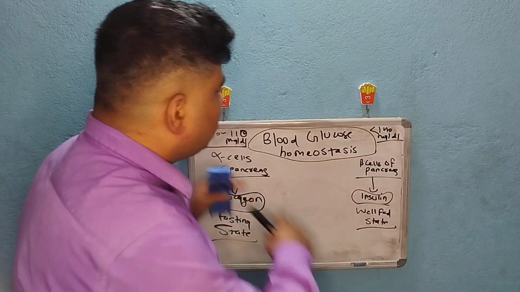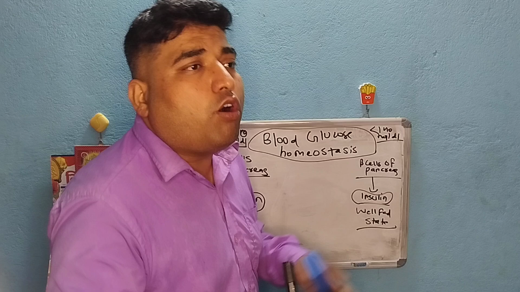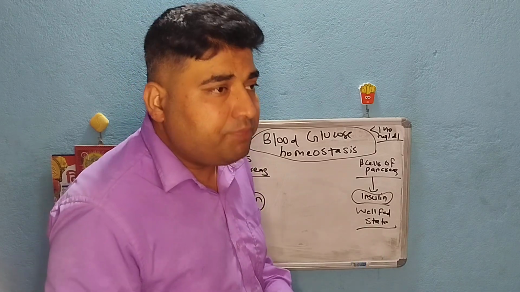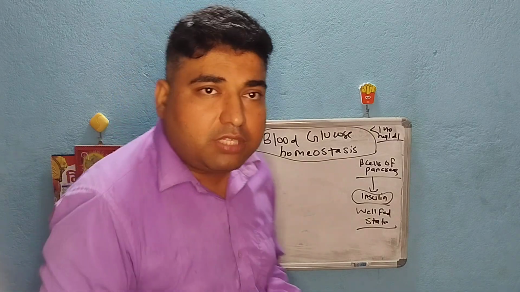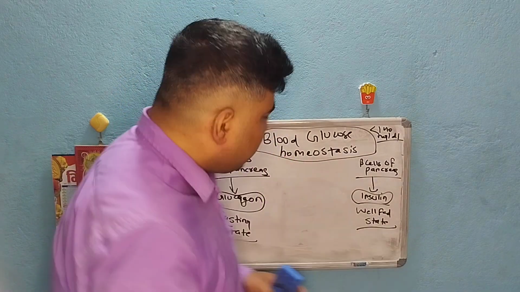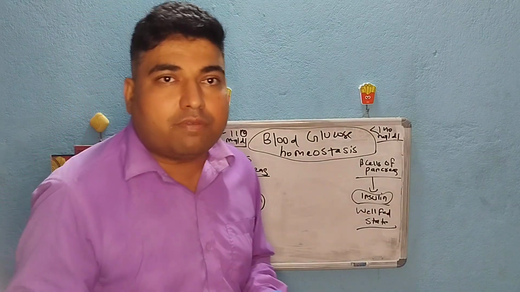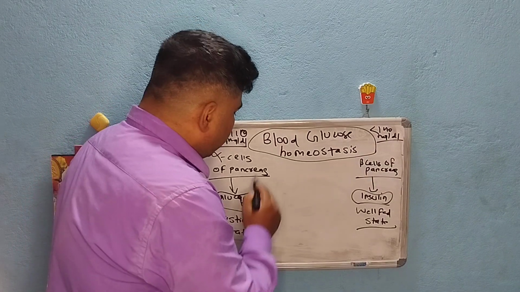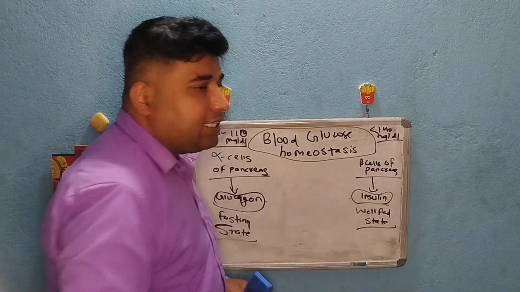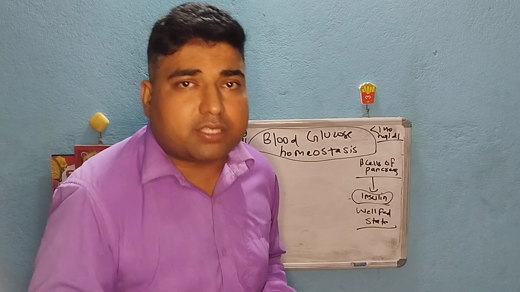To maintain the concentration of glucose at this optimal range, there are different hormones that take part. Those hormones are insulin, which is secreted from the beta cells of the pancreas, and glucagon, which is secreted from the alpha cells of the pancreas. The secretion of glucagon and insulin depends upon the concentration of glucose in the blood.